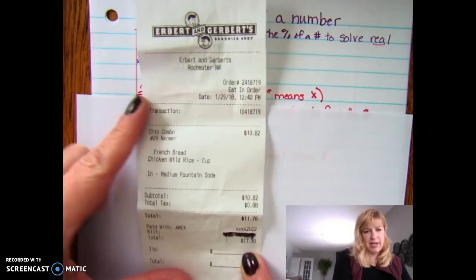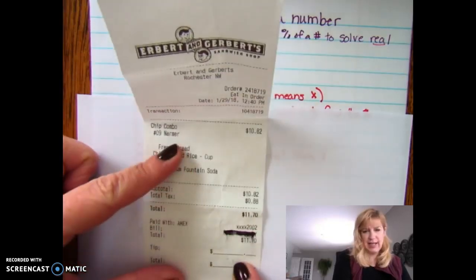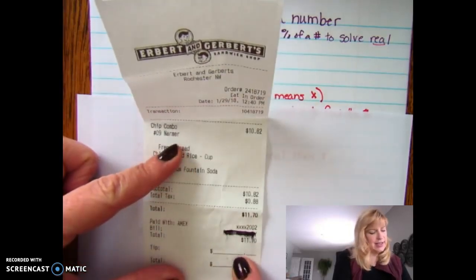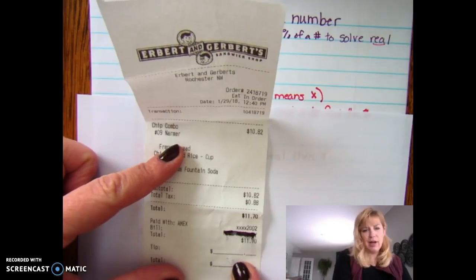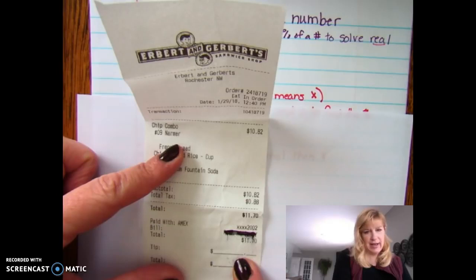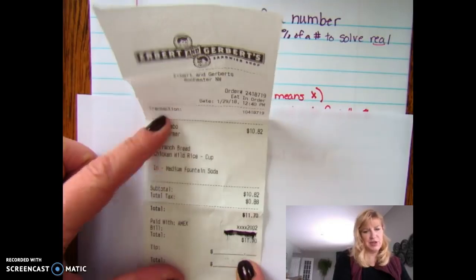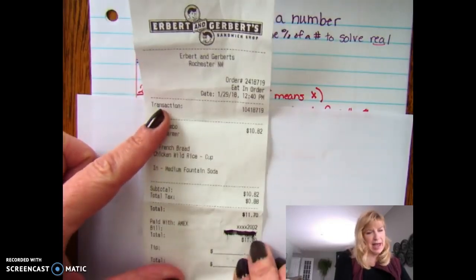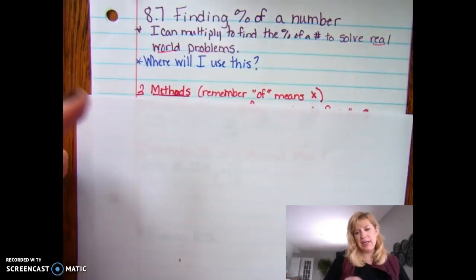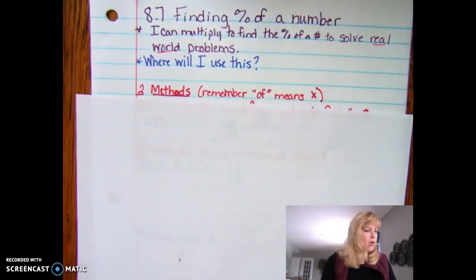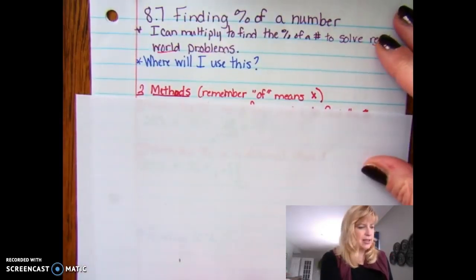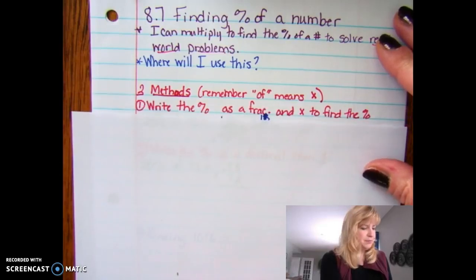If you notice down here, there's a space for the tip. Your exit ticket is to figure out what the tip should be if we gave 20% to whoever your server was. That's your exit ticket for today. I'll bring it back at the end. In the meantime, let me teach you how to try this using two different methods.